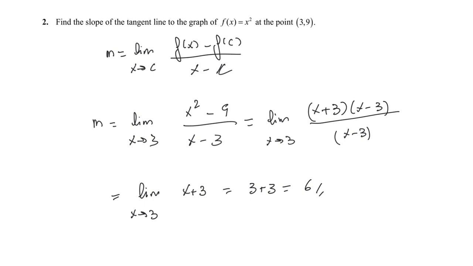Now let's start this problem. Find the slope of the tangent line to f of x equal x squared at the point 3, 9. f of x equal x squared is a parabola, and the point 3, 9 is on the parabola; at the point 3, the height is 9. And what it's asking us is, what is the slope here? What slope is here?